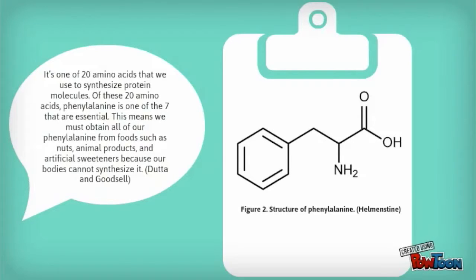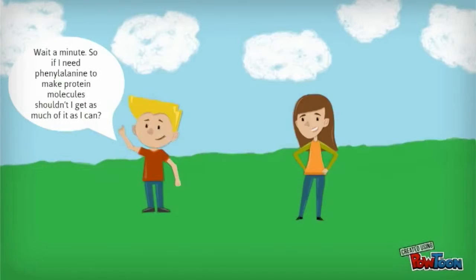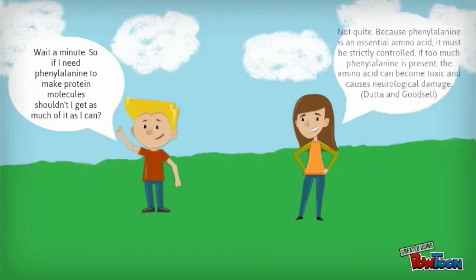This means we must obtain all our phenylalanine from foods such as nuts, animal products, and artificial sweeteners, because our bodies cannot synthesize it. Wait a minute. So if I need phenylalanine to make protein molecules, shouldn't I get as much of it as I can?